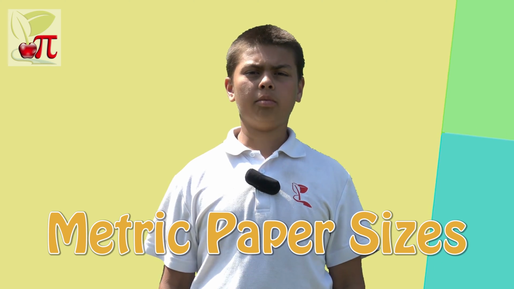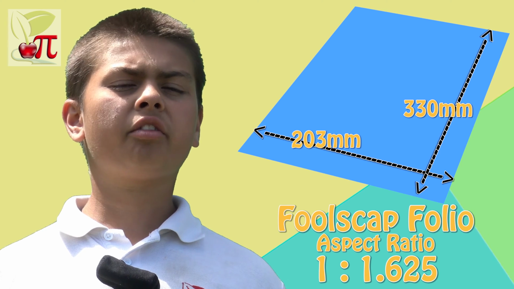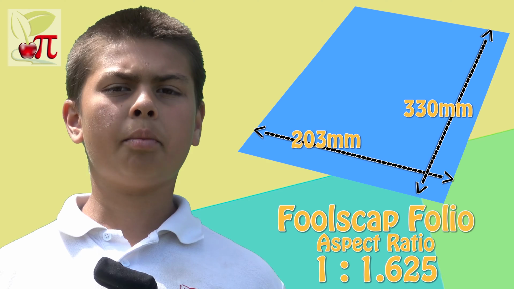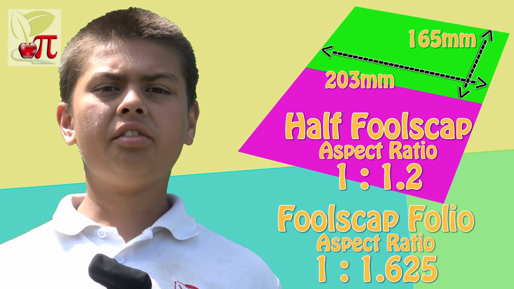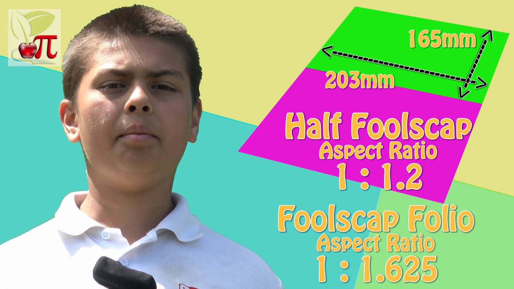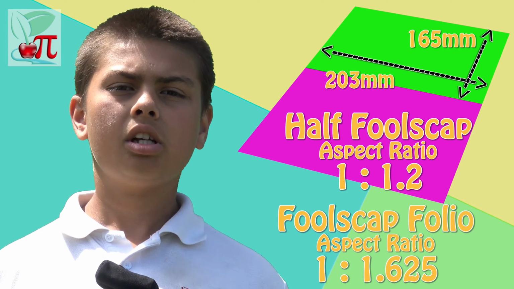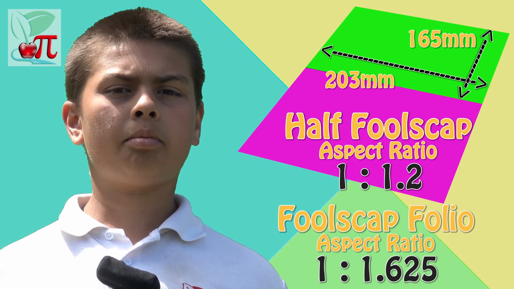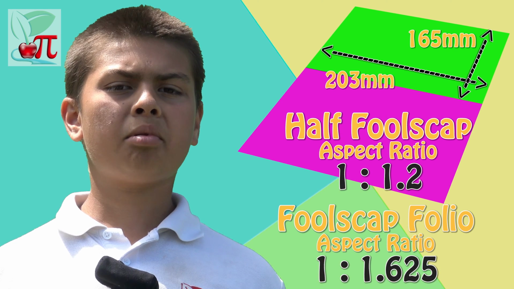Before the United Kingdom adopted the metric A-sized paper standard, British imperial paper sizes were used. But the problem with imperial paper sizes is when it is cut. Take full-scale folio paper, which is 203mm by 330mm. The aspect ratio is 1 to 1.625. If you were to cut the paper in half, the two resultant sheets are 165mm by 203mm, with an aspect ratio of 1 to 1.2. This causes problems for printers and others who use paper professionally.